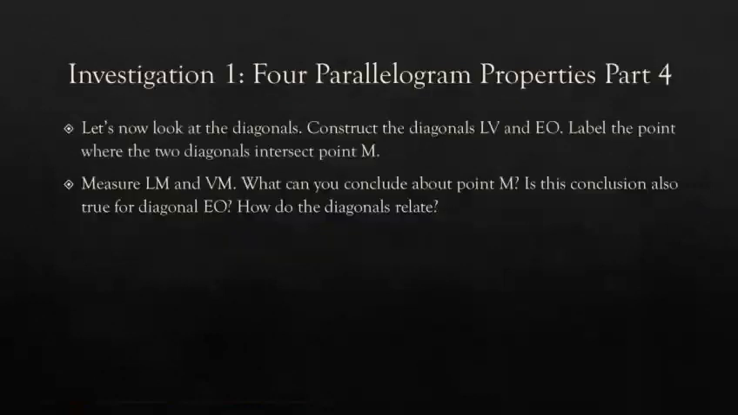Now we have one last part of our investigation. We're going to look at the diagonals. So we need to draw in the diagonals LV and EO, and then we'll label the point where the two diagonals intersect as point M. Now we're going to measure just part of the half of the diagonal, so LM and VM. And what can we conclude about point M? Is this conclusion also true for the other diagonal? And how do the diagonals relate to each other?